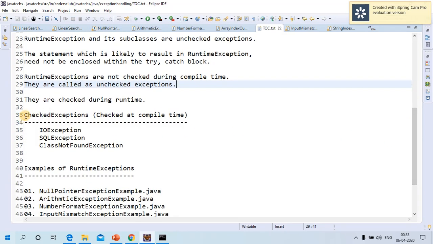Next, let's see what is meant by checked exceptions. These are all checked during compile time itself. IOException, SQLException, and ClassNotFoundException are some examples of checked exceptions.